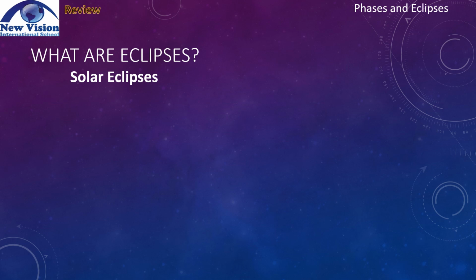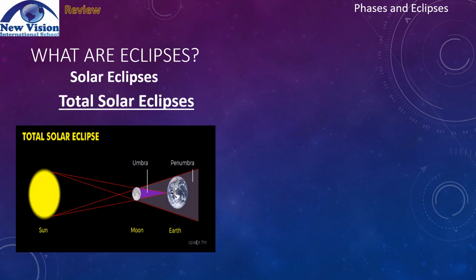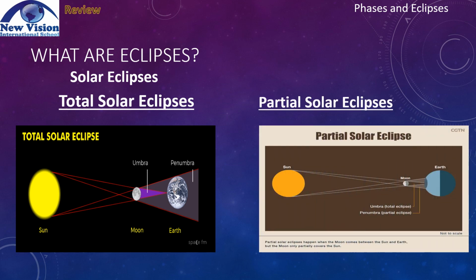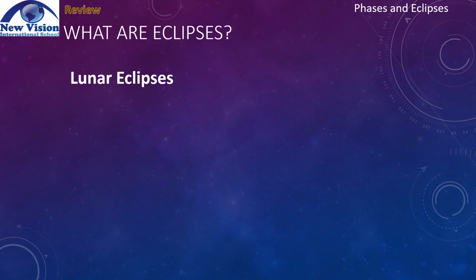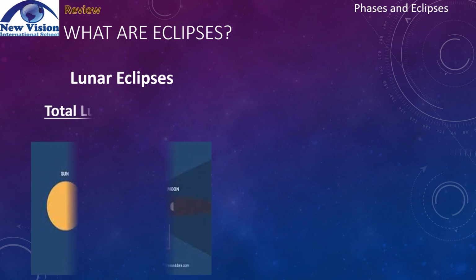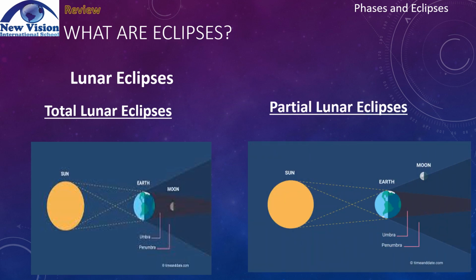Solar eclipses, we have two types. We have total solar eclipses and partial solar eclipses. Two types of lunar eclipses are total lunar eclipses and partial lunar eclipses.